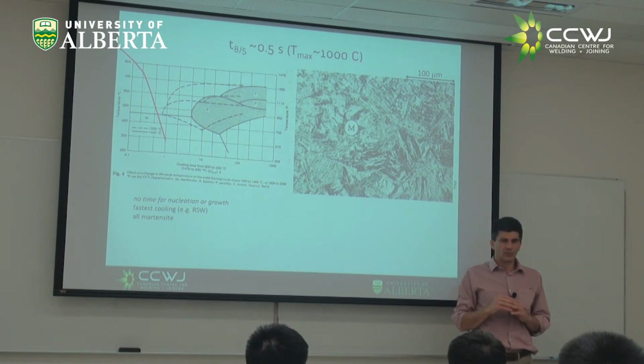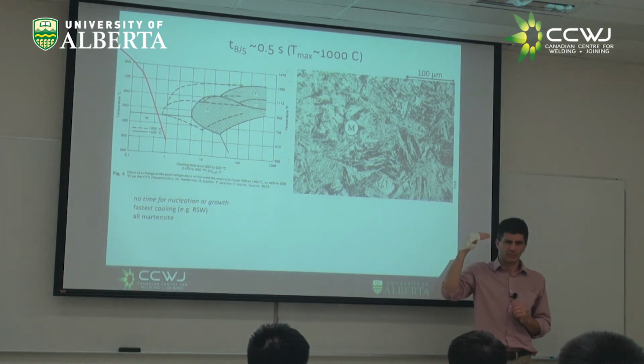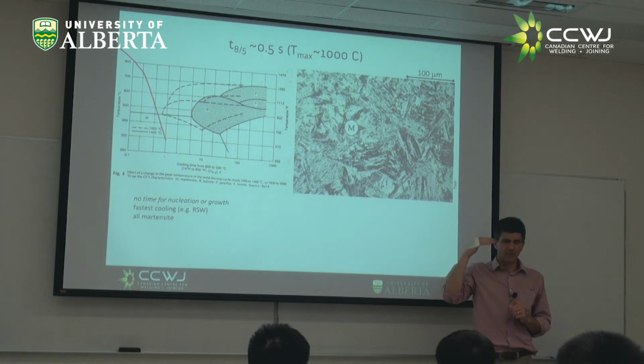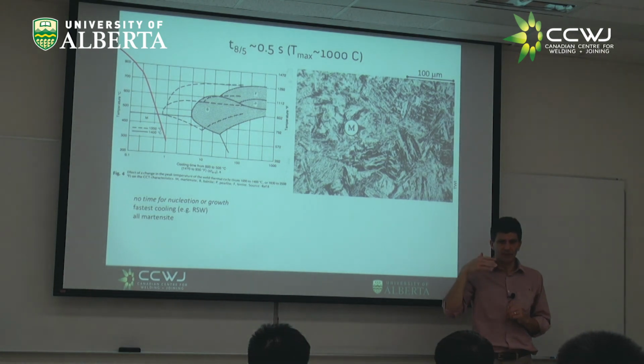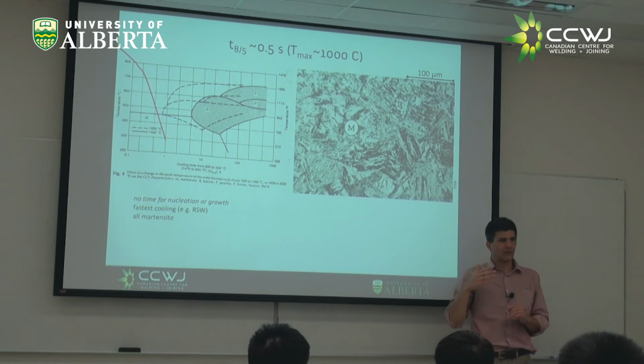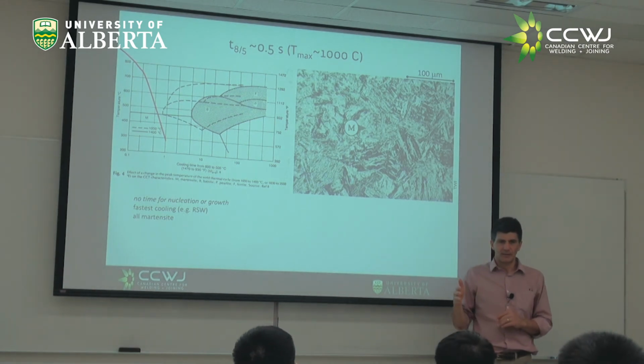But you still have a whole zoo of microstructures. The reason is because different parts of the heat affected zone have different peak temperatures. But the cooling rate is more or less the same. What I just showed you is the effect of different cooling rates.